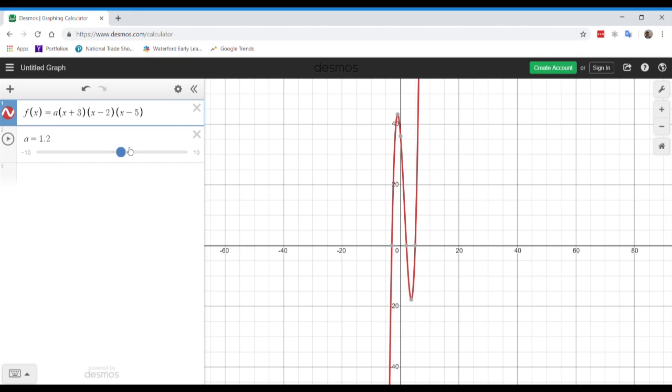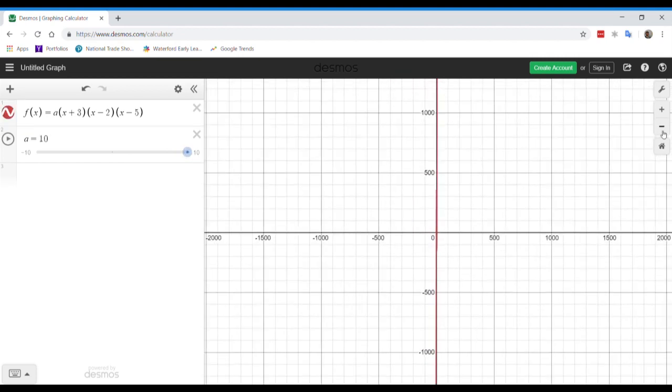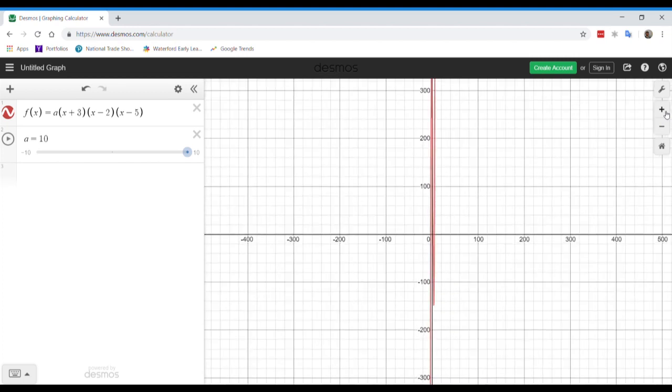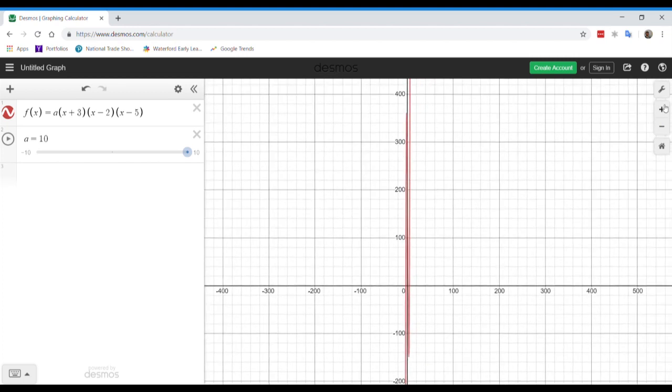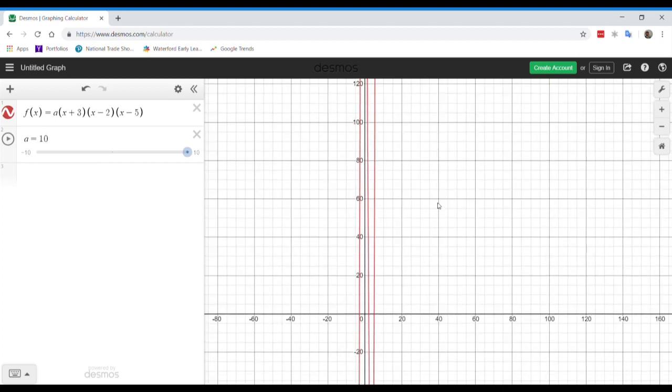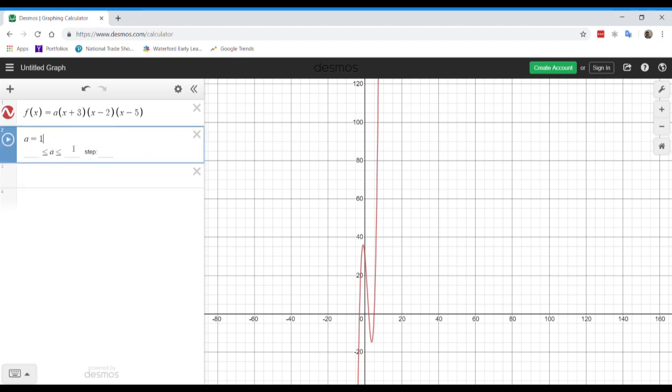Let's do this kind of slowly. Notice, wow, it's stretching, isn't it? But what is not stretching are my x-intercepts. They're still at negative 3, 2, and 5. So no matter how big I make this, how much it's stretching out, well, that might be zoomed out a little bit too much, but no matter what, my x-intercepts stay exactly the same.